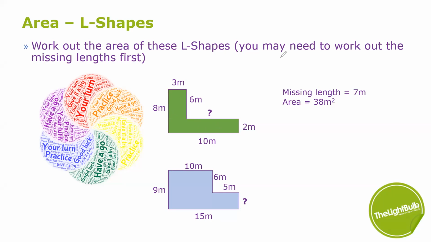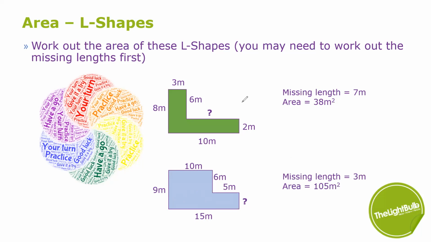And then when it comes to the bottom one here, the missing length is on the vertical plane. So top to bottom, we look at the 2 lengths running in the same direction, which is the 9 and the 6. And then we subtract the smaller one from the bigger one. So we end up with the vertical being 3 meters. And the area is 105 meters squared.